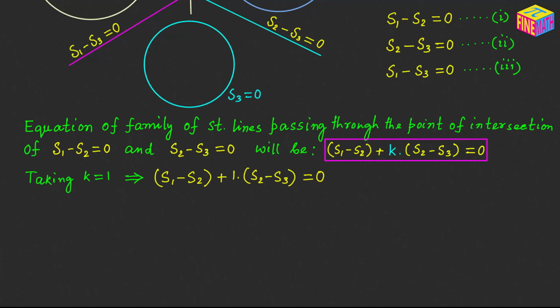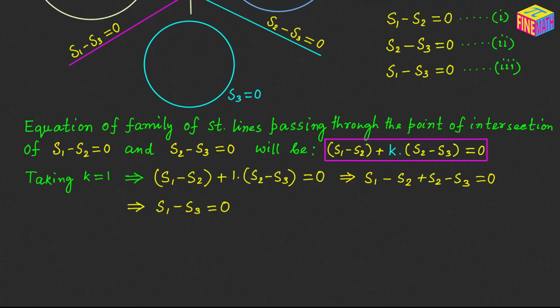When we use 1 for k, the equation will look like this, and then we simplify it, and finally you see we arrive at an equation like this, which is s sub 1 minus s sub 3 equals 0. Now as you see in the diagram, that is actually the third radical axis. That means using a suitable value of k, we have been able to derive the equation of a straight line that will also go through the point of intersection of the first two radical axes, and that equation represents the third radical axis. So from here we can say that in fact the third radical axis will also go through the point of intersection of the first two radical axes.